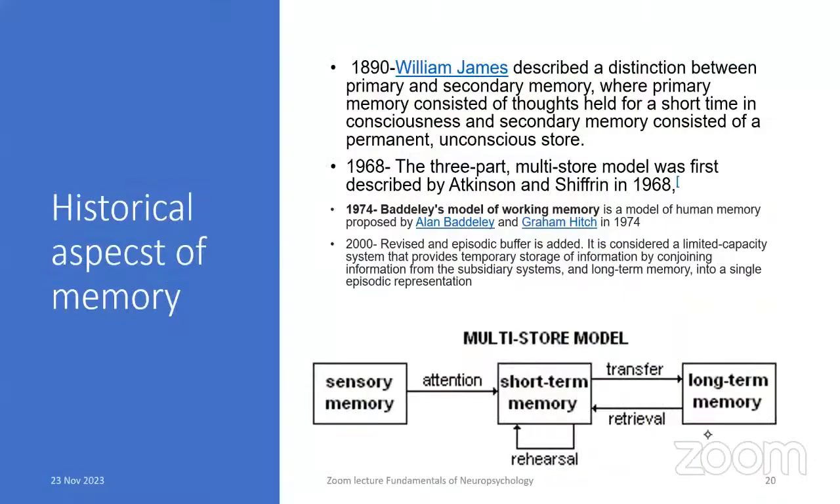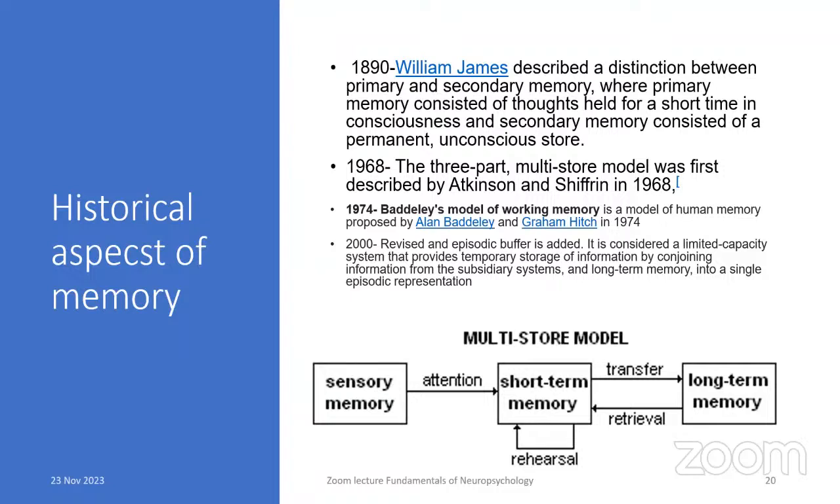Now, if you look at the historical aspects of memory, William James described a distinction between primary and secondary memory, where primary memory consisted of thoughts held for a short time in consciousness, and secondary memory consisted of a permanent unconscious system. In 1968, the three-part multi-store model was first described by Atkinson, and subsequently in 1974, the model of working memory was proposed by Baddeley and Hitch, which I'm going to show you. And this was revised in 2000, and the episodic buffer was added.